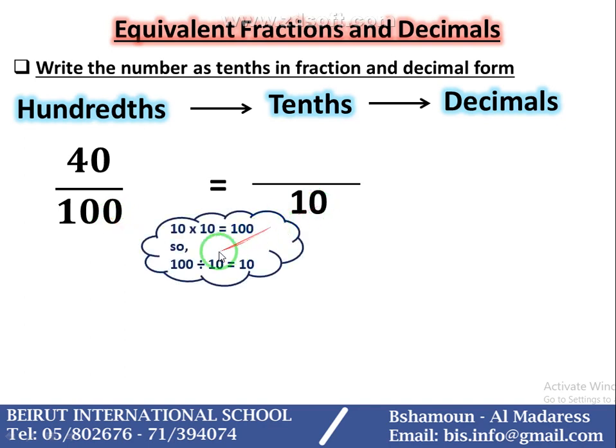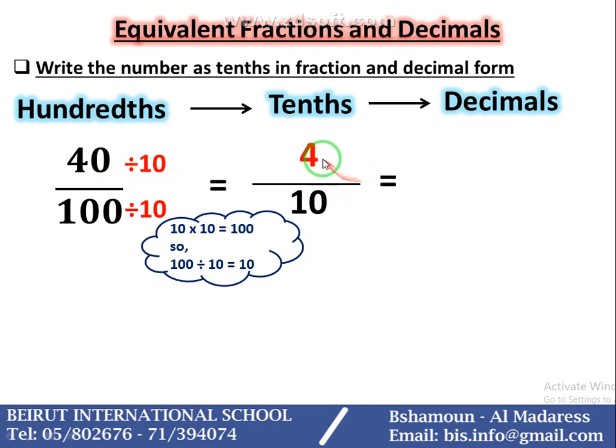Based on the fact that 100 divided by 10 gives 10, obviously all we did here is divide 100 by 10. And as we know, whenever we divide the denominator by a certain number, we also have to divide the numerator by the same exact number. So the numerator of the fraction over here is the answer of 40 divided by 10, which is 4.